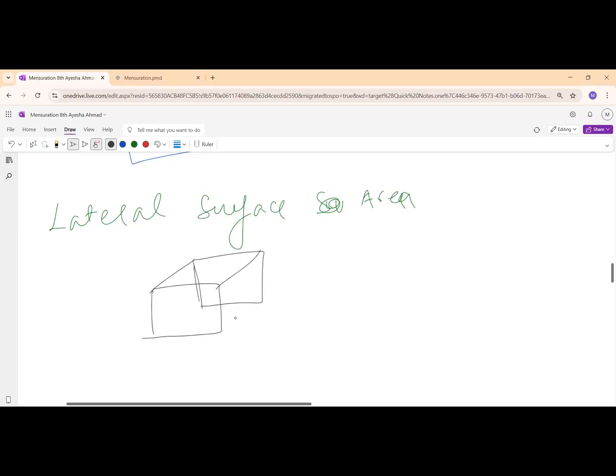Yes, yes, Aisha. I'm drawing it. See, but for lateral surface area, we only need to paint the four walls. So we only need the surface area of the four walls. That is this wall, this. So that is this wall.